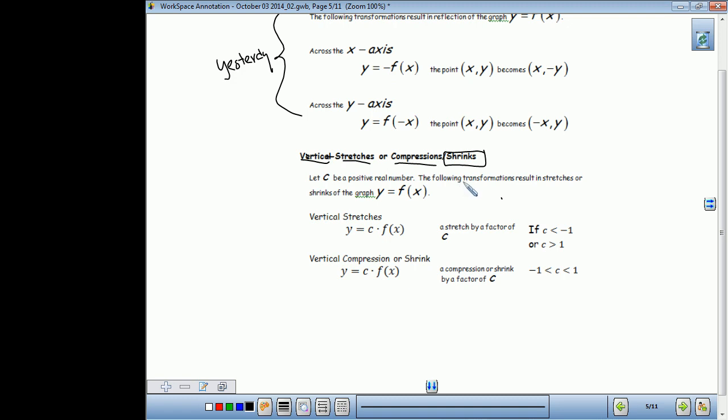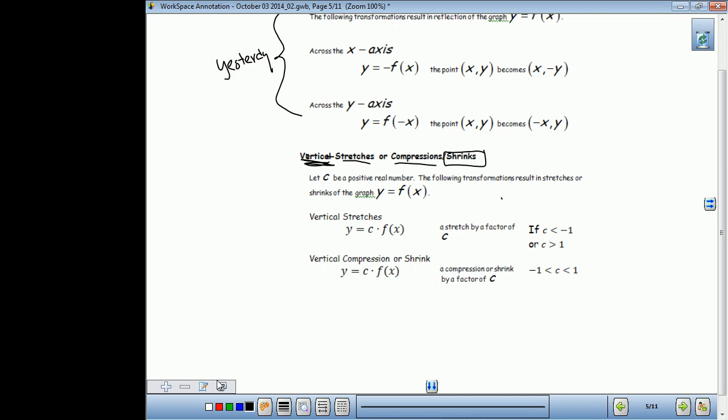I will not count off if you use the word shrink. But I think the word compression is a much better visualization of what's really happening. When I think of shrinks, I think of like shrinky dinks. Did y'all do shrinky dinks when you were little? You colored on that clear stuff and you put it in the oven and it shrunk in every single direction, didn't it? And when I think shrink, I think shrink in every direction. Well, if we say shrink here, we're really only talking about shrinking vertically.